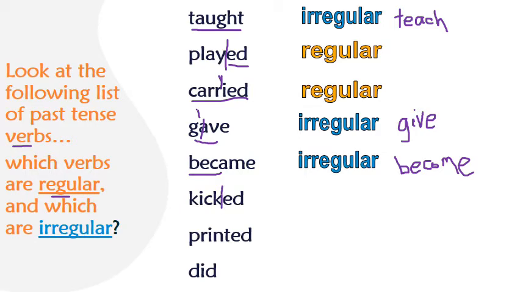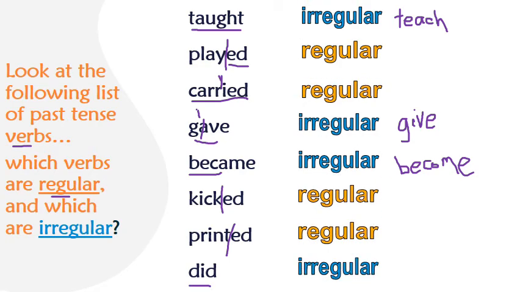Kick. This is the root word. I added ed. This is regular. Printed. This is the root word. I added ed. Regular. Did. This is the past of do and does. So this is irregular.